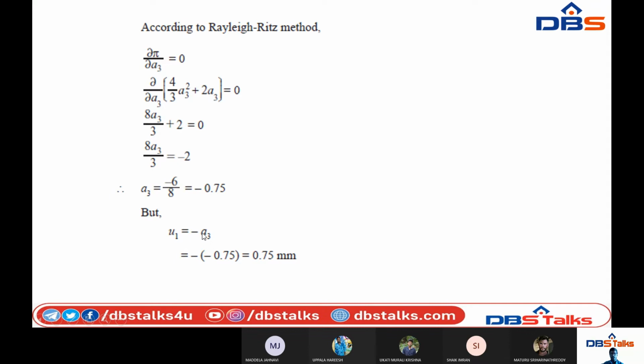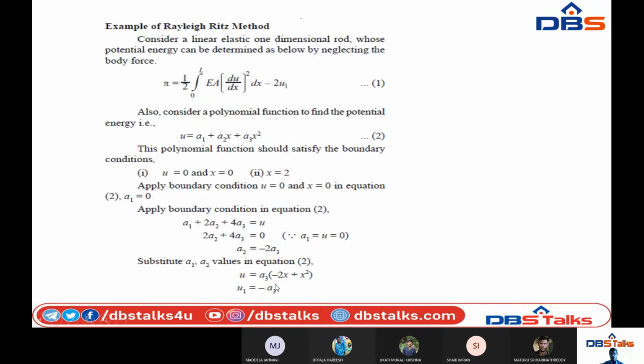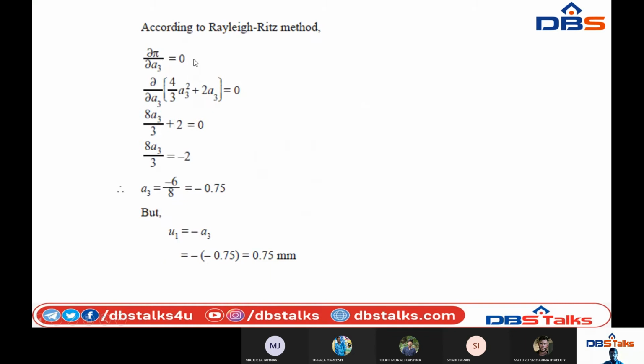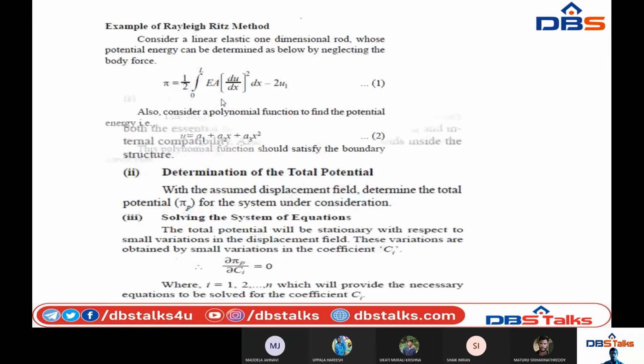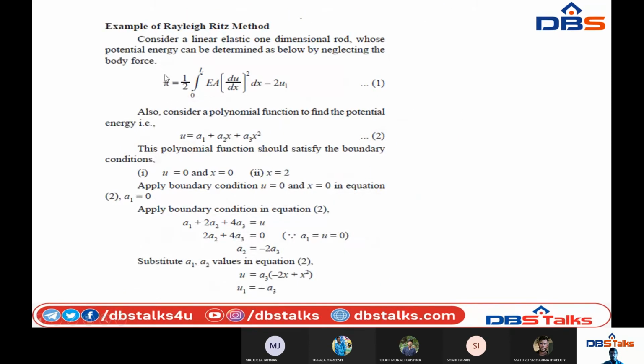U1 equals minus a3. Okay, we know the value of U1 equals minus a3. Why am I stating that dou pi by dou a3 equals 0? Because we already know the expression for finding the coefficient. I am following these 3 steps for solving problems in the Rayleigh method. First of all, I am assuming the displacement field, and after that the total potential energy. Finally, the system of equations.